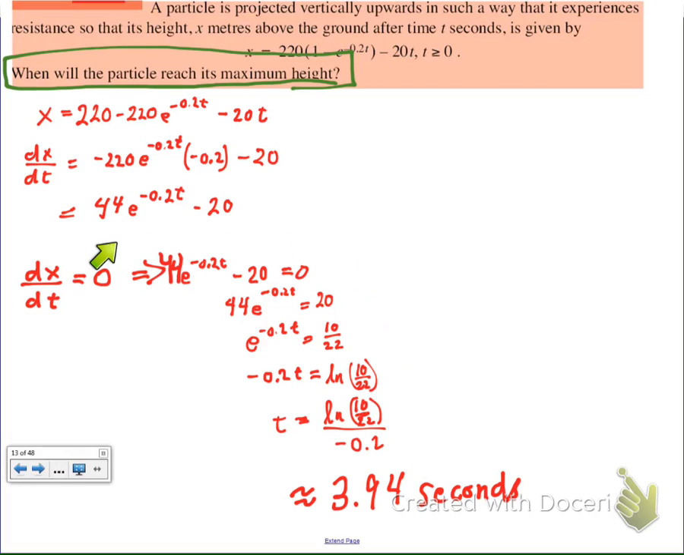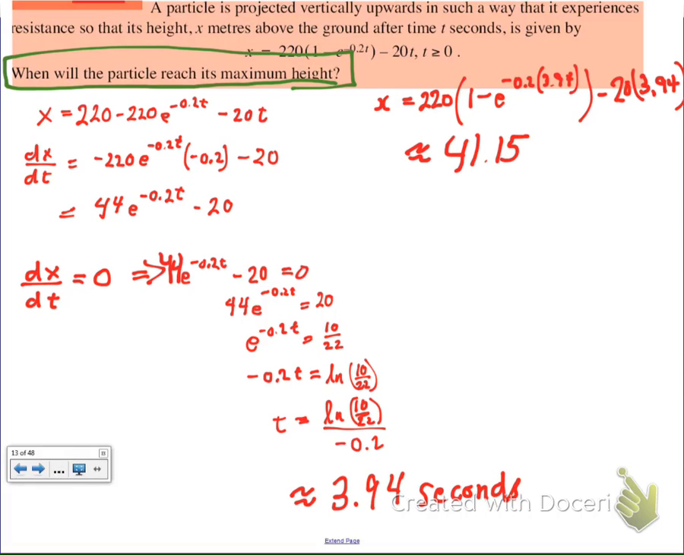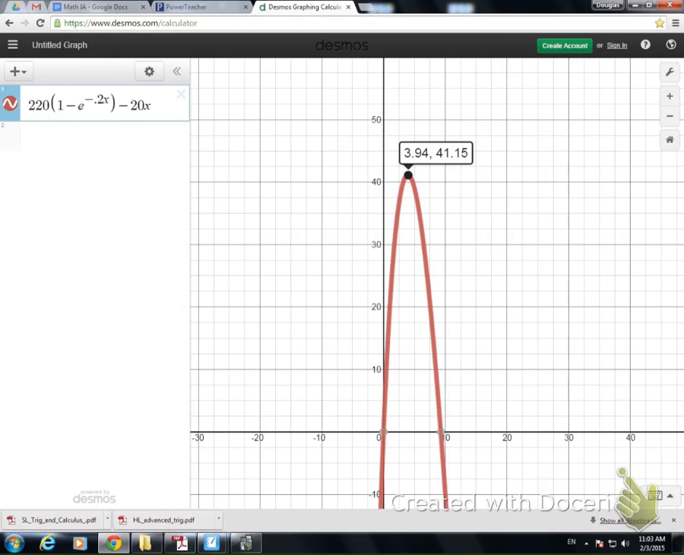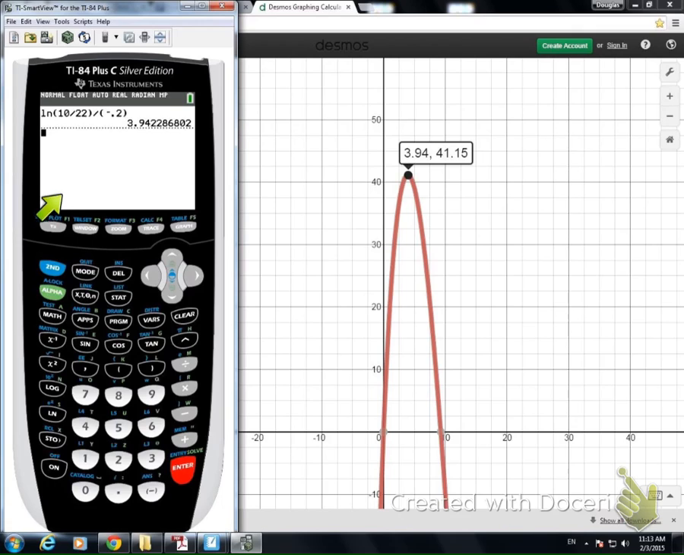If I was interested in what the maximum height actually was, I could simply put that into the original equation and get the value needed. So that's all calculator work anyway. Since we're talking about calculators, we can enter the equation into Desmos as written, and then just touch the maximum, or the top, and that will show us that at 3.94 seconds we reach 41.15 meters. Of course, Desmos is not always available like on tests, so we should also use our graphing calculators. Nonetheless, just to verify this is true, I typed in the natural log of 10 over 22 divided by negative 0.2, and I got 3.94, which is consistent with what Desmos told me.